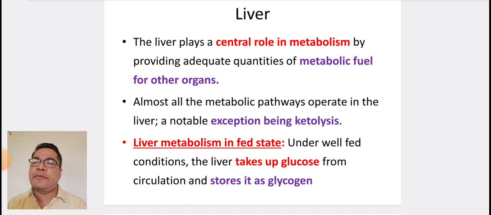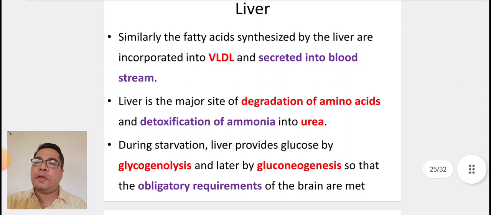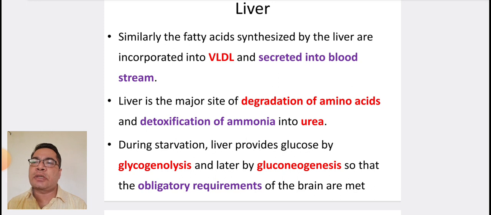Coming to liver metabolism in the fed state. Under well fed conditions, the liver takes up glucose from circulation and stores it as glycogen. Similarly, the fatty acids synthesized by the liver are incorporated into VLDL and secreted into the bloodstream. The liver is the major site of degradation of amino acids and detoxification of ammonia into urea.